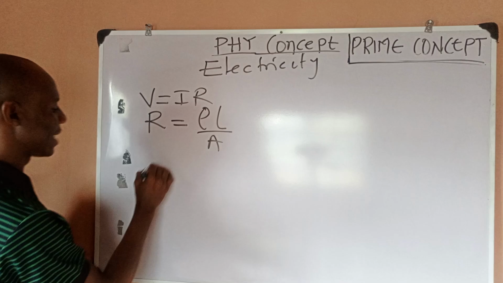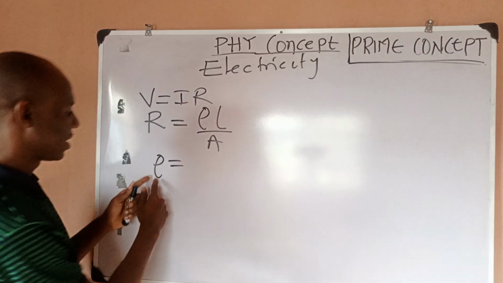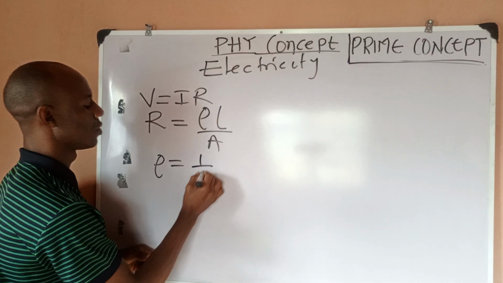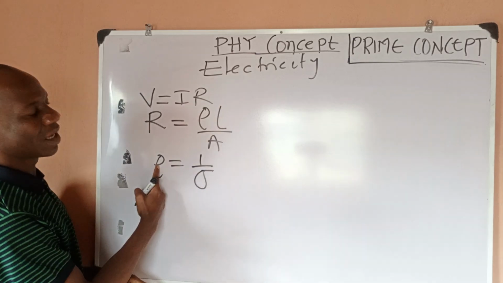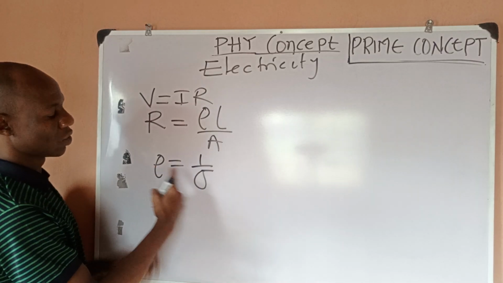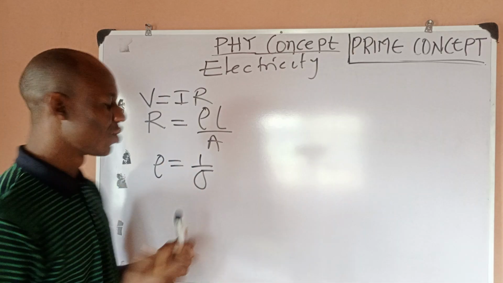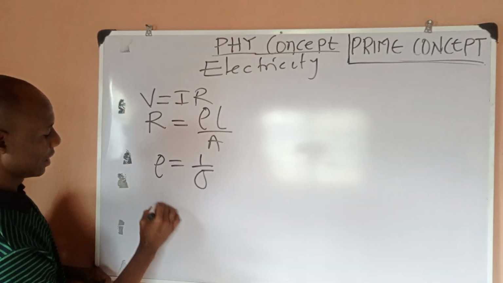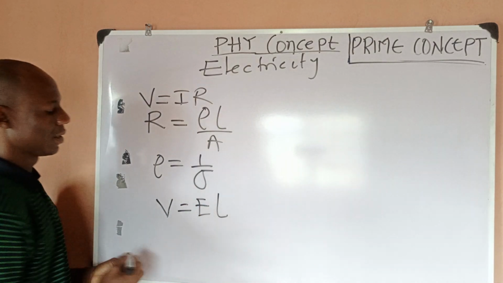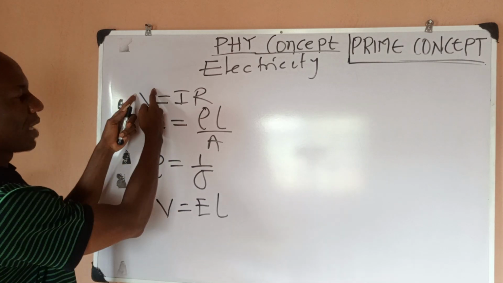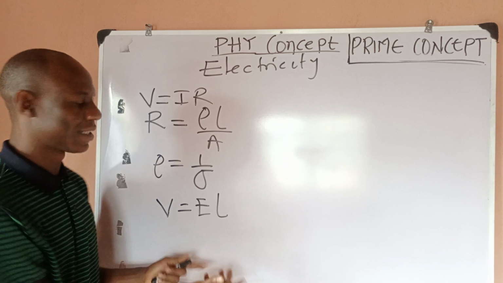Another thing you need to know is that resistivity is actually the inverse of conductivity. So resistivity rho is equal to 1 over sigma. This symbol here represents conductivity, while this one here represents resistivity of a wire. So resistivity is the inverse of conductivity. Another relationship you should know is that V, which is also voltage, is equal to E times L. In this case, V is voltage, same as this. E is electric field intensity, and then L is length or distance, as the case may be.